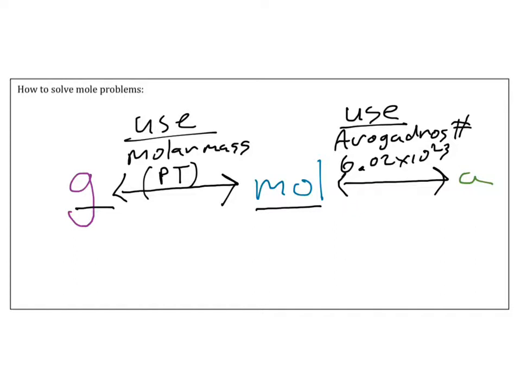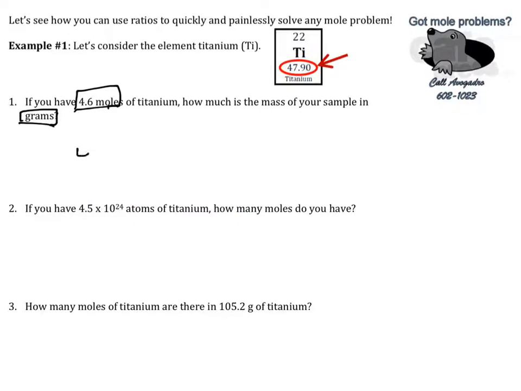And the first 3 steps to all of these problems are the same, and I'm about to write these steps down. Step 1 is to write what is given. So write what is given. That is the first step you do. So let's go ahead and do that. So let's write what's given. Well, we are given 4.6 moles of titanium.